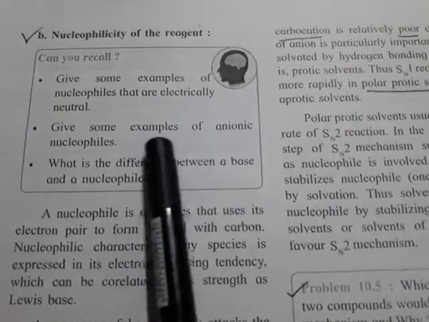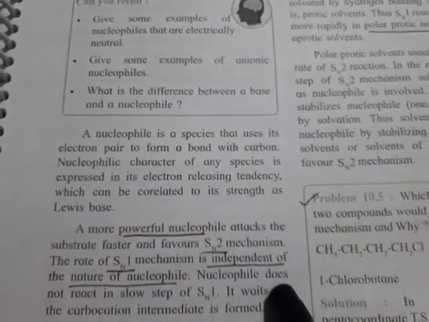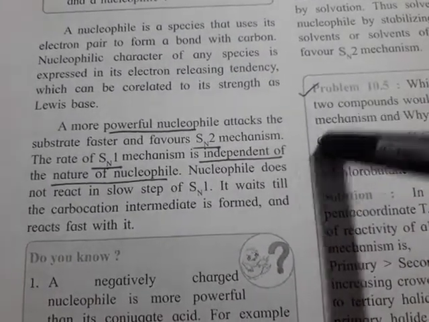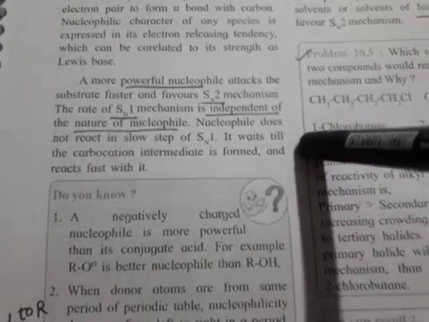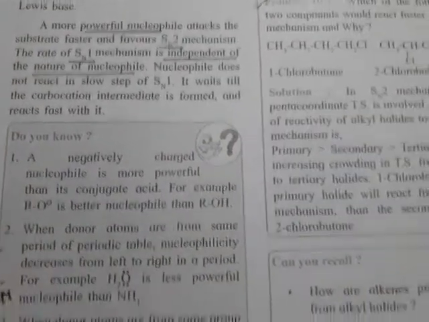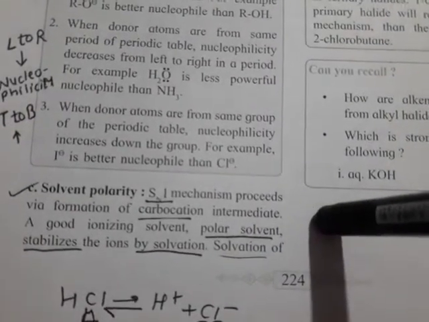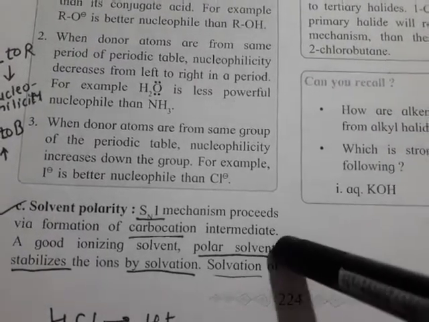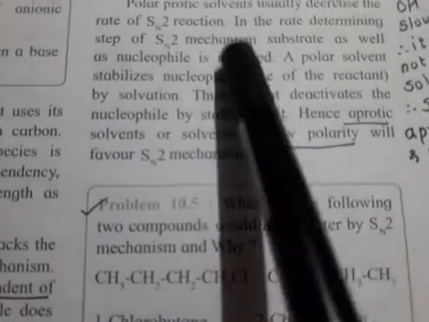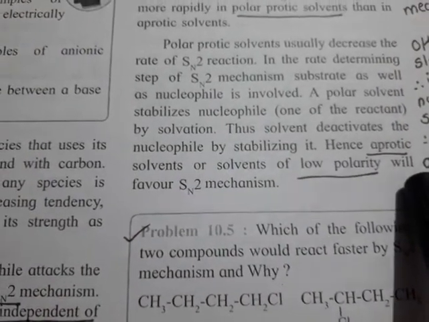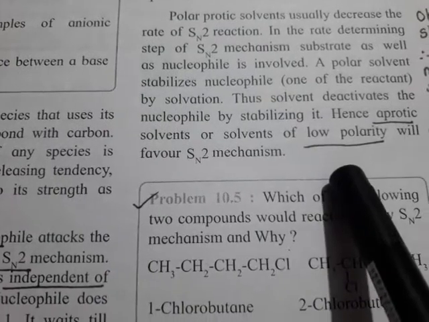Second factor we discussed was nucleophilicity of reagent. The stronger, more powerful the nucleophile, the more it favors SN2 reaction, and SN1 doesn't depend upon the nature of the nucleophile. So whatever the nature, even though the nucleophile is weak, SN1 reaction takes place easily. And the third factor which affects SN1 and SN2 mechanism is solvent polarity. What is expected? For SN1 reaction, the solvent must be polar and protic. And for SN2 mechanism, it must be aprotic and less polar.